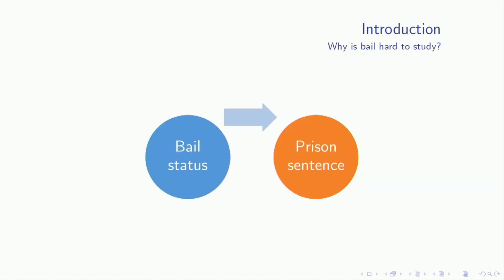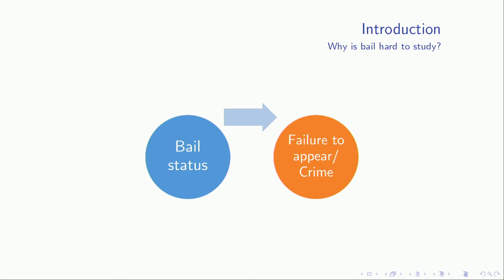So bail is really hard to study for a couple of reasons. Consider the case where we're trying to estimate the effect of bail on a prison sentence. You would imagine the relationship to be like that, where something happens with the bail decision, and you would observe something in the prison sentence. Unfortunately, it's not quite that straightforward, because someone's likelihood of going to prison does influence the initial bail status that they have. So we have this problem of selection bias and endogeneity with regards to this question.